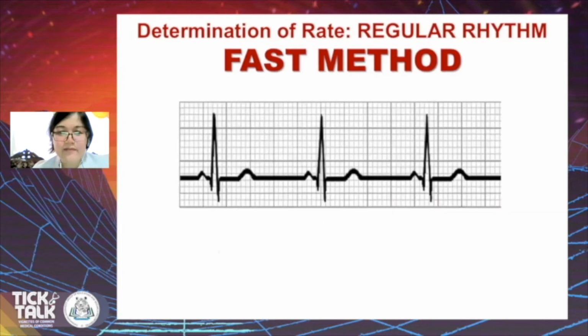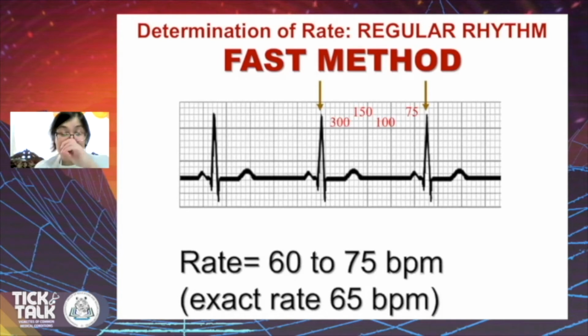So again, fast method, we get to see here a QRS complex that falls right smack on the heavy line in the ECG tracing paper. 300, 150, 100. So the exact rate, if you're going to recall, in our first example is 65, but if you're going to do the fast method, then roughly you can say that it's between 60 to 75 beats per minute.